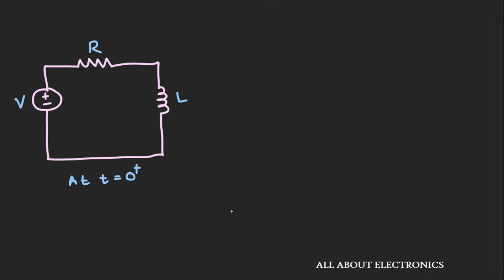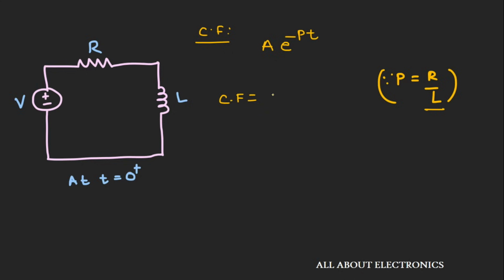Now the complementary function or source free response for the circuit can be given as A into e to the power minus pt, and here the value of p is nothing but R by L. So the complementary function solution for the circuit will be nothing but A into e to the power minus R by L into t. Now if we combine this particular integral and the complementary function, then the overall solution for the circuit will be nothing but V by R plus A into e to the power minus R by L into t.